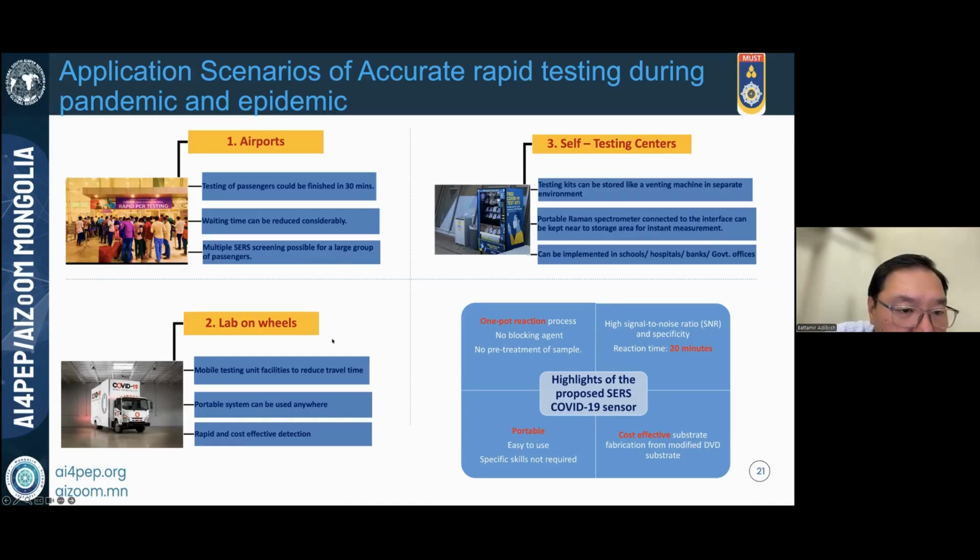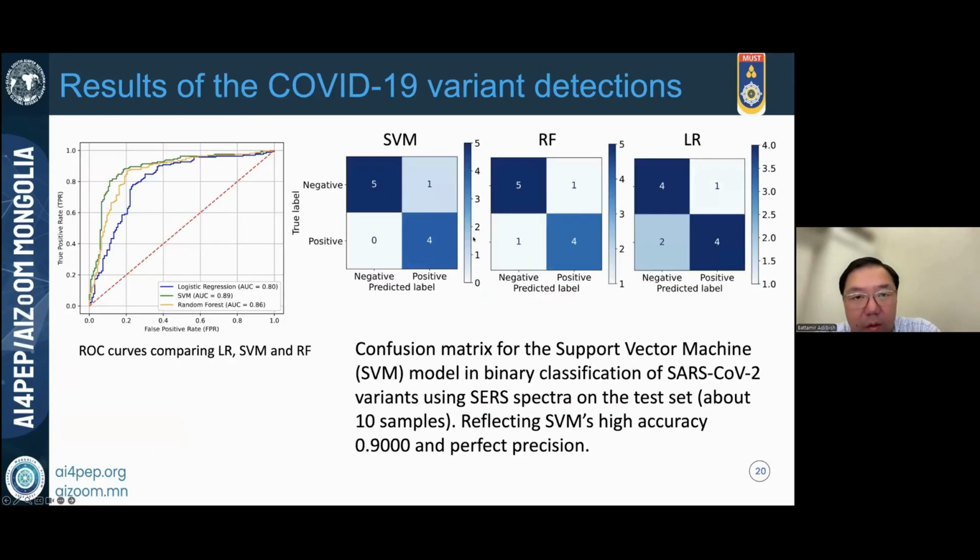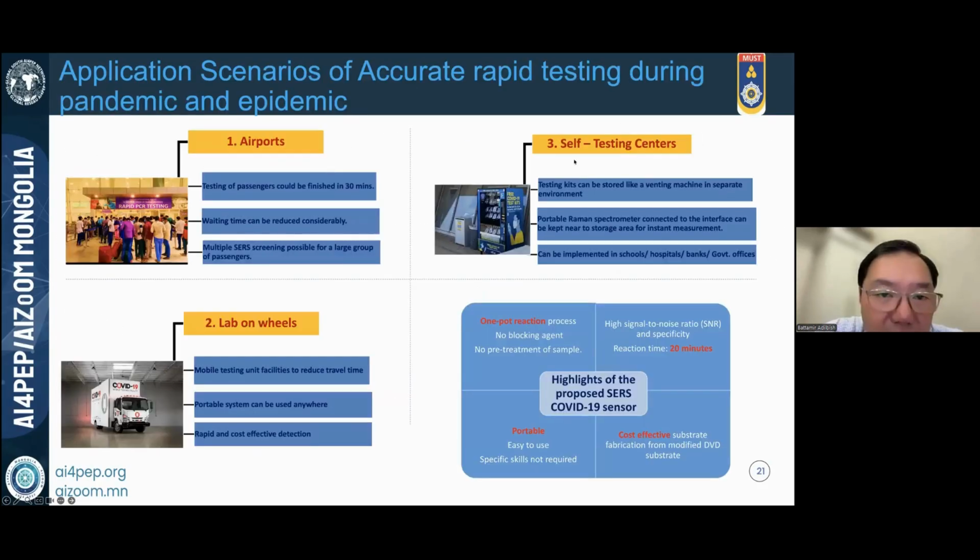For mobile laboratories, mobile testing units help to reduce travel time. A portable system can be used anywhere, and rapid and cost-effective detection can be everywhere. For example, at self-testing centers, testing kits can be stored like in a vending machine in a separate environment. A portable Raman spectrometer connected to the interface can be kept near the storage area for instant measurement. So it can be implemented in schools, hospitals, banks, everywhere.